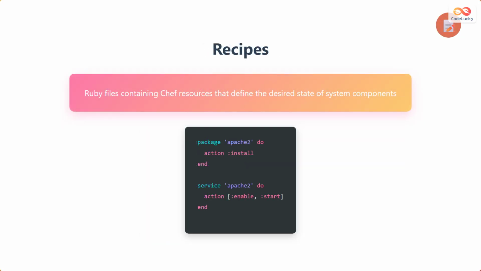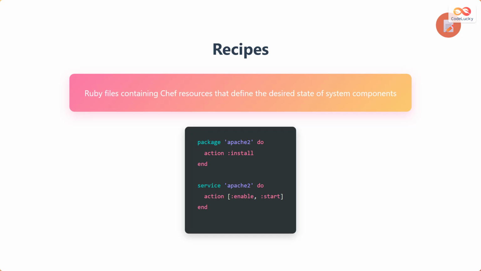Recipes are Ruby files containing Chef resources that define the desired state of system components. Each recipe is like a set of instructions that tells Chef exactly what should be configured on a server. Recipes are written in Ruby programming language, but you do not need to be a Ruby expert to write basic recipes.